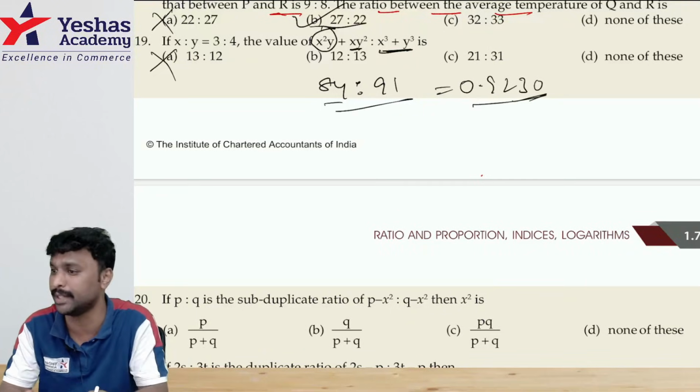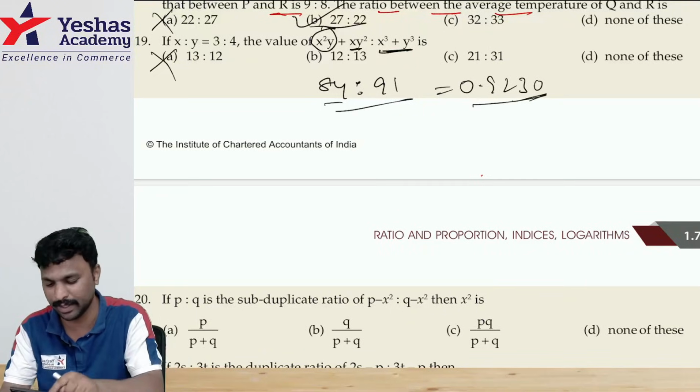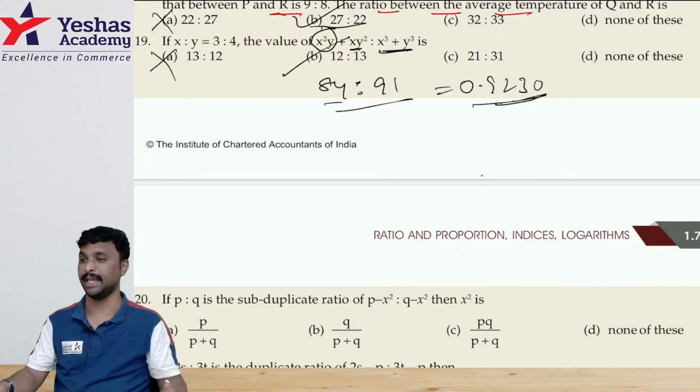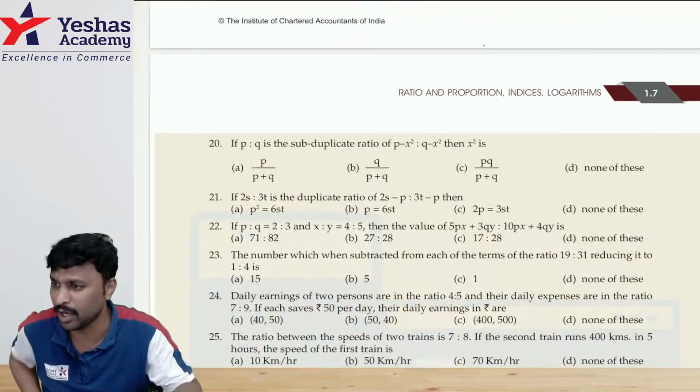It's not option A because it gives you more than one. 12 by 13, if I do, it is 0.923. That means option B is the right answer. Guys, moving on to the next question.